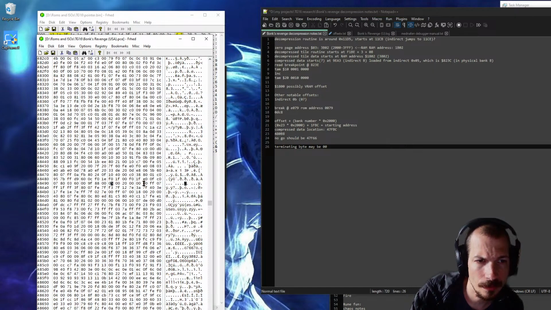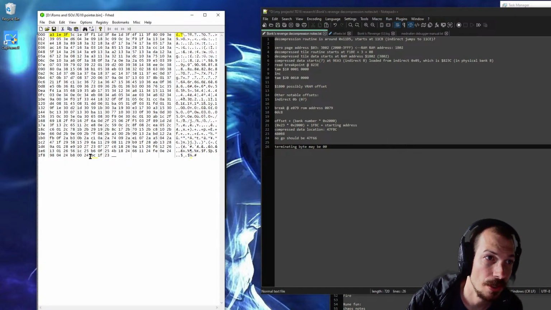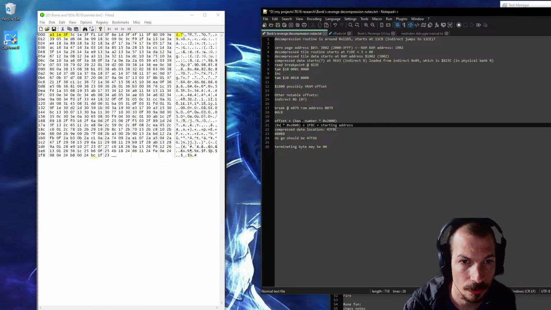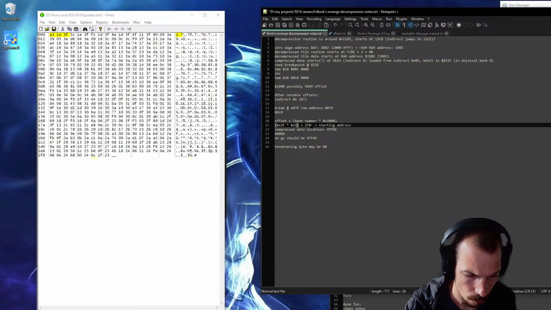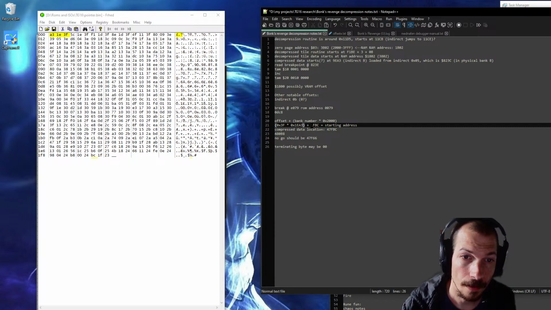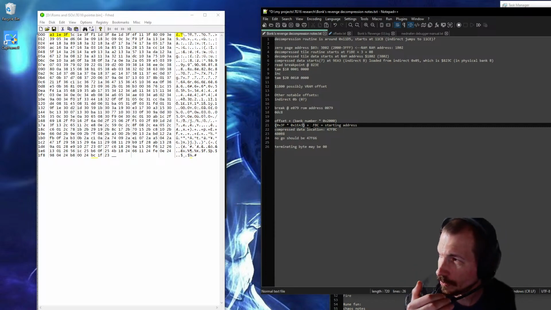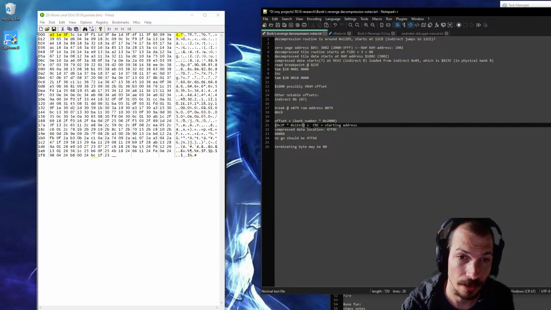Let's see what happens when we go to the next pointer here. So that's 3F. So next up, we're going to do 3F times 2000 plus 1E-A3. So 1E-A3. So we're going to kind of look through this and get a general idea of what's going on.